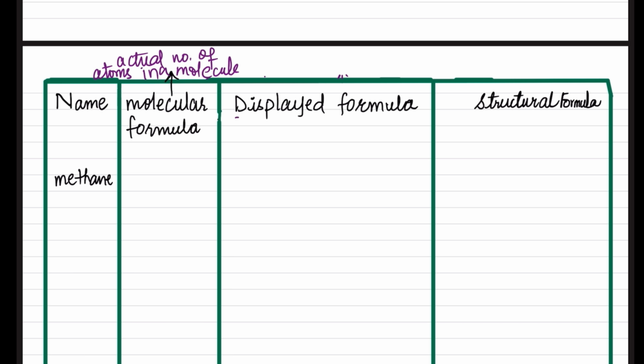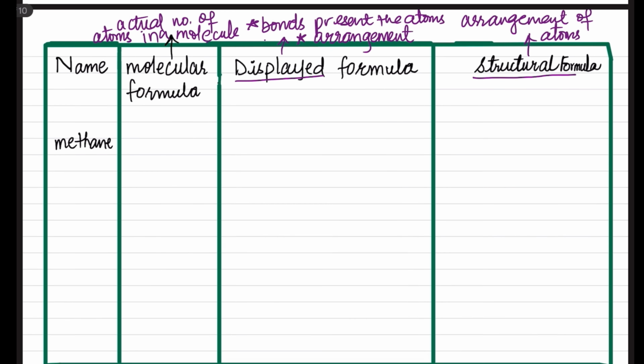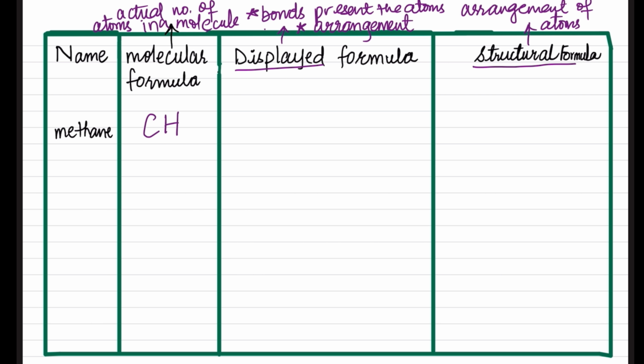And what is the displayed formula? Displayed formula tells us about the bonds present between the atoms, and through these bonds we will be able to see the arrangement of atoms in the molecule. And the structural formula gives the arrangement of atoms in a compound. So for methane, the molecular formula is CH4. Its displayed formula will be carbon taken in the center, making 4 single covalent bonds with 4 hydrogen atoms. And its structural formula will be CH4.